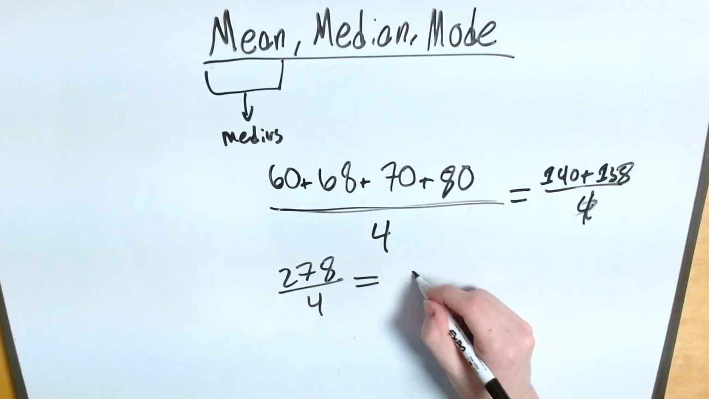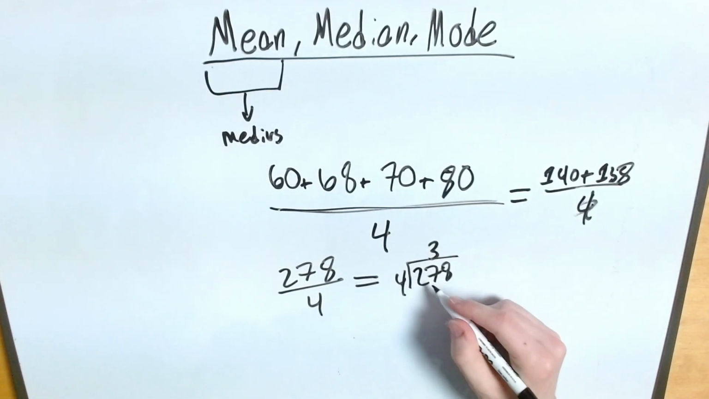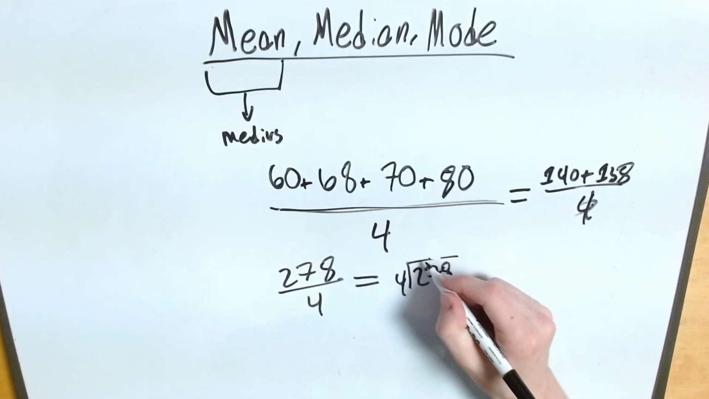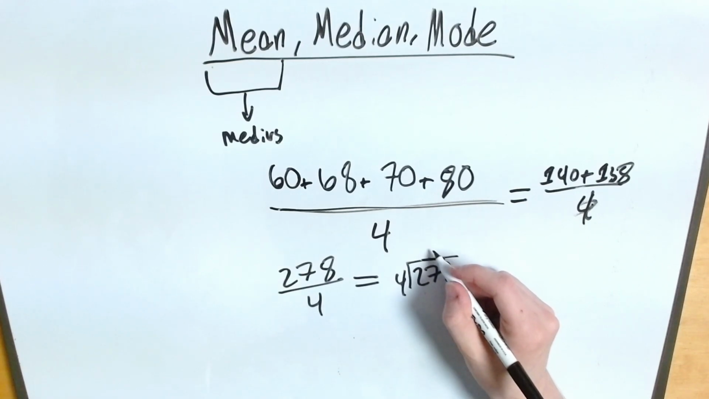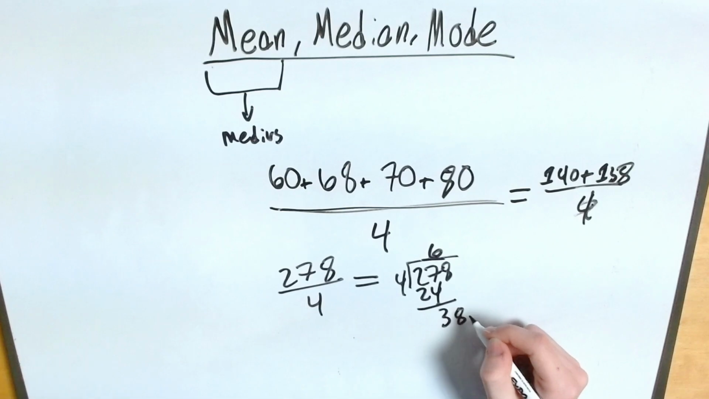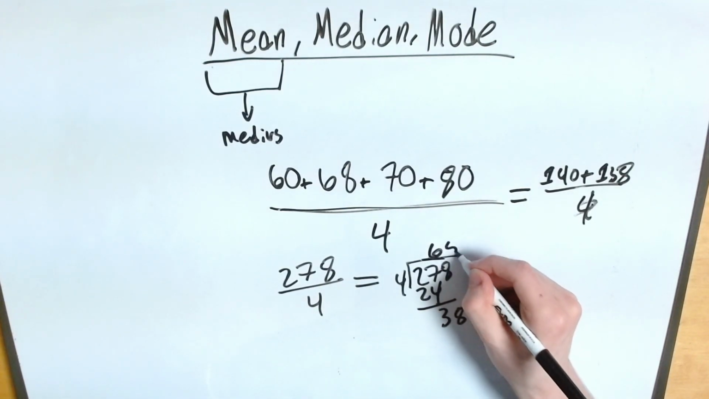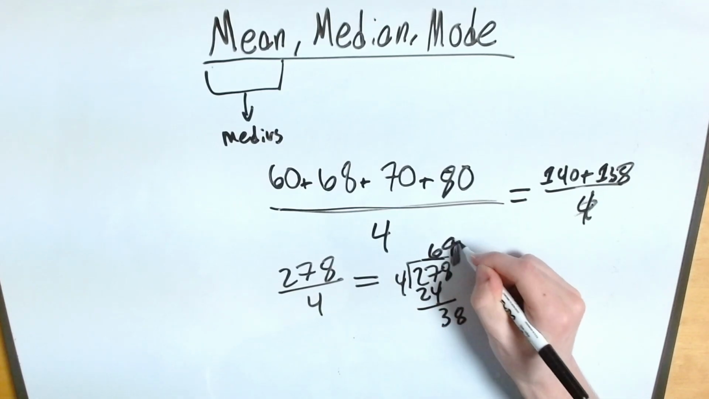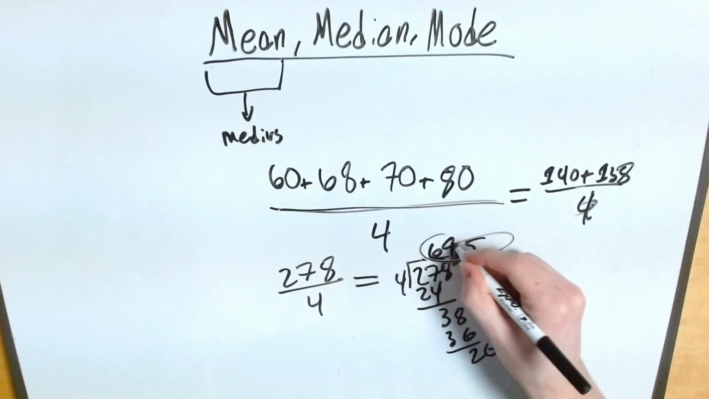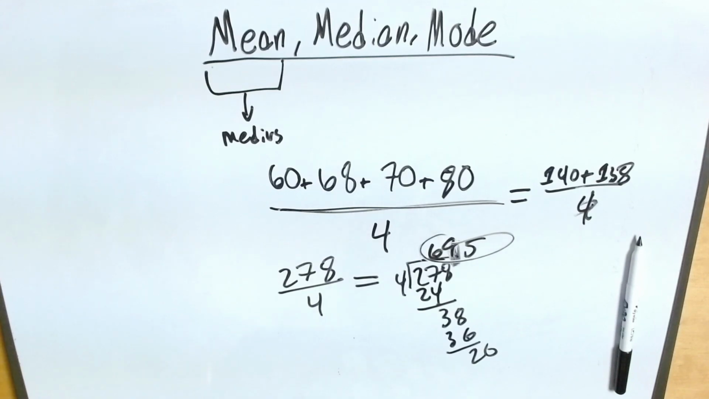I can just do some division. So a key thing with this is, usually you'll get to use a calculator, but that's not always a given. So in cases where you don't have a calculator, it's always important to do the process by yourself. All right, I get 69.5. So the average height of somebody coming to my party would be 69.5 inches.